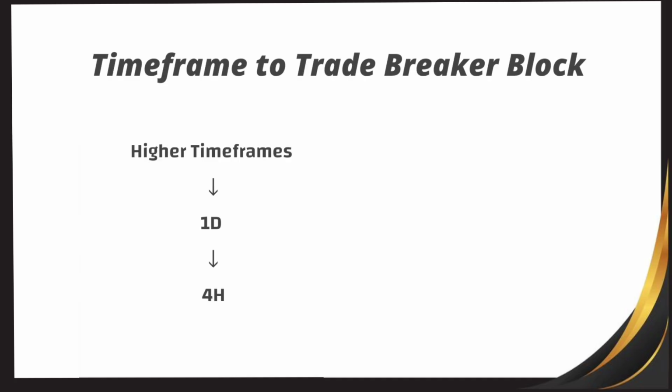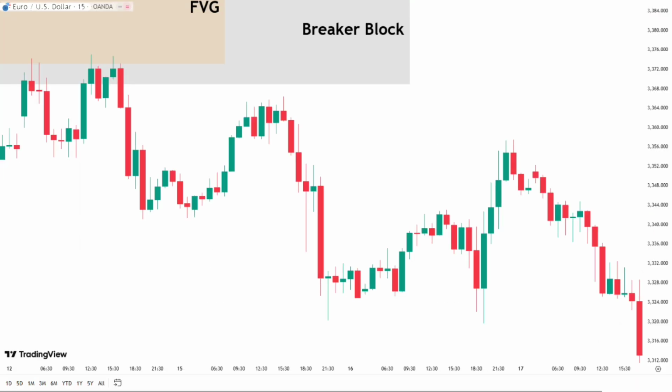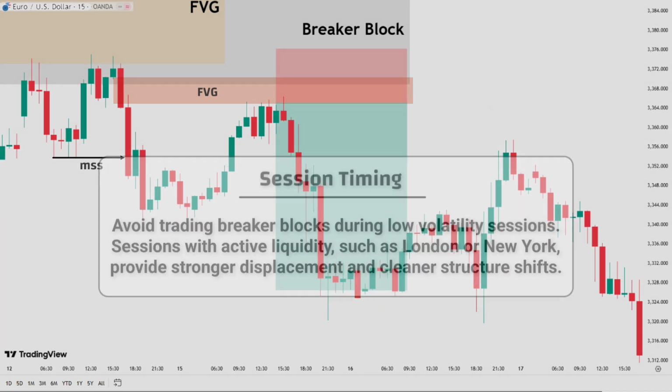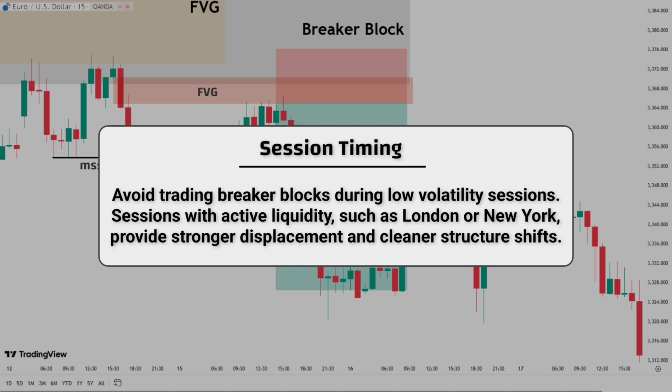Execution should be refined on lower time frames, such as the 15-minute or 5-minute chart. After price enters the breaker block on the higher time frame, wait for a lower time frame structure shift in the direction of the new trend before entering. This reduces stop distance and improves reward potential. Avoid trading breaker blocks during low volatility sessions. Sessions with active liquidity, such as London or New York, provide stronger displacement and cleaner structure shifts.